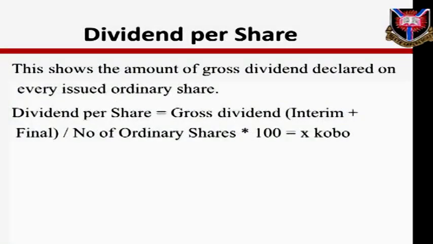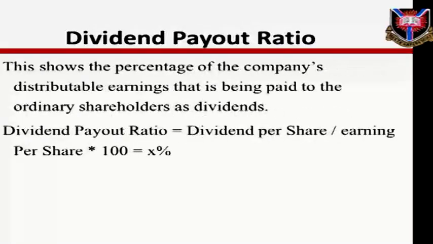Dividend per share. This shows the amount of gross dividend declared on every issued ordinary share. Dividend payout ratio. This shows the percentage of a company's distributable earnings that is being paid to the ordinary shareholders as dividend. Dividend payout equals dividend per share over earnings per share times 100.